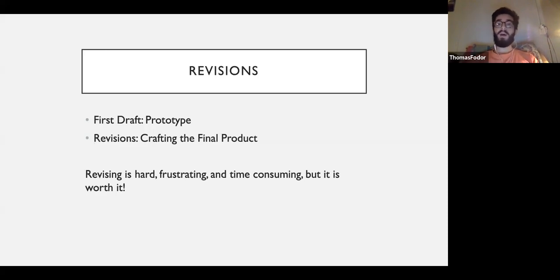And I've said this in every step along the process, and this is so true for revising, more so sometimes than even writing the paper. Revising is going to be hard, it's going to be frustrating, and it's going to be time consuming, but it is going to be worth it, because you do need to spend time doing revisions on your essay in order to make it stand out from the rest.